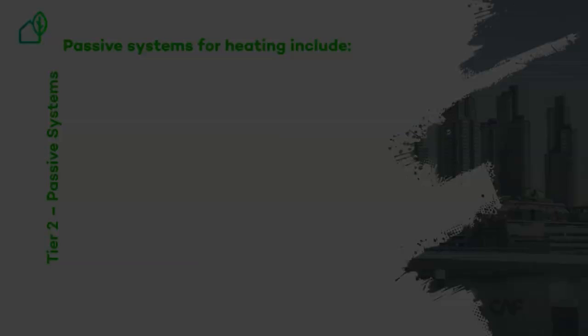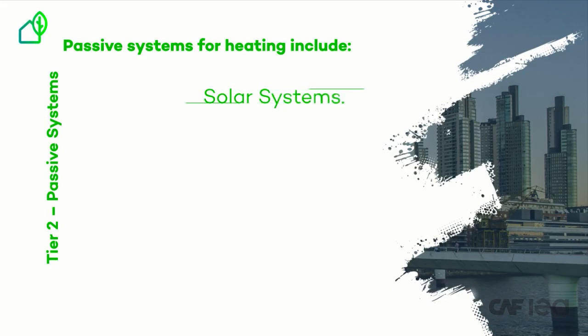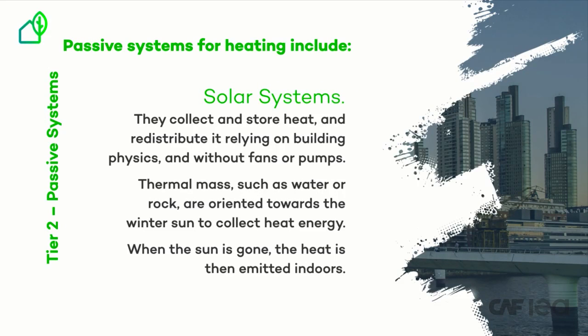Passive heating. Passive solar systems collect and store heat and redistribute it relying on building physics and without fans or pumps. Thermal mass, such as water or rock, is oriented towards the winter sun to collect heat energy. When the sun is gone, the heat is then emitted indoors.